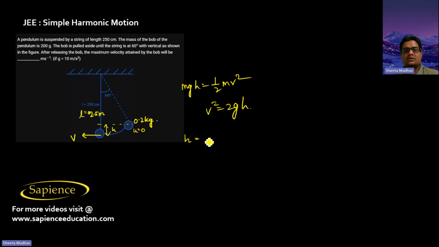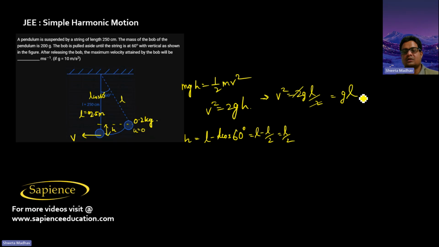So here we have to apply: work done by gravity is equal to the increase in kinetic energy. So work done by gravity is equal to mgh, that is equal to half mv square. So v square is equal to 2gh. Now h will be how much? h will be equal to L minus L cos 60. Cos 60 is half, so L minus L by 2, that is equal to L by 2. So v square will be equal to 2g into L by 2. So the 2s will cancel, so it's equal to gL.